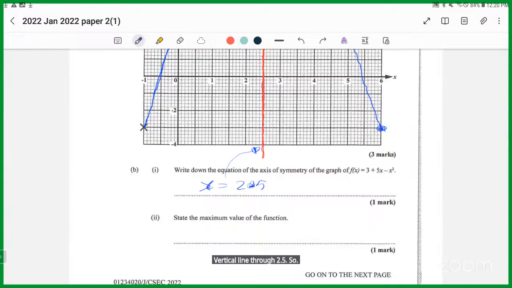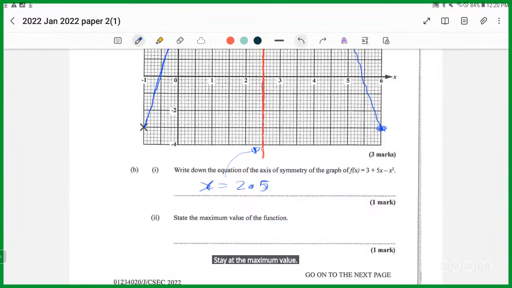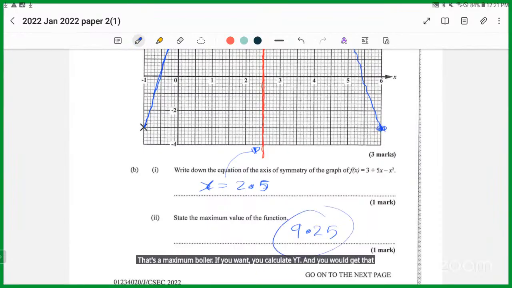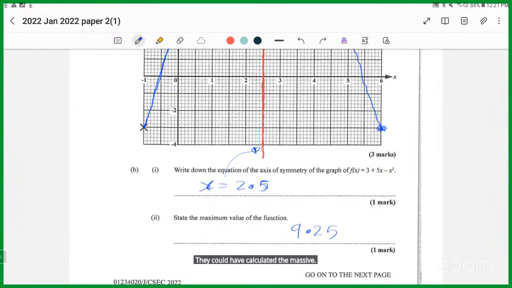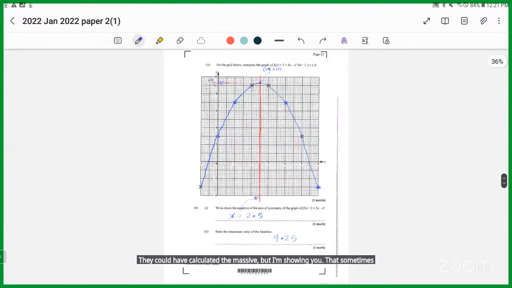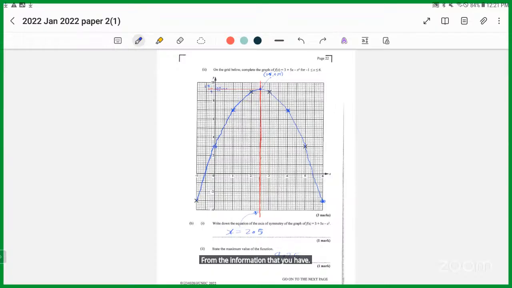You had to know that that is that line, and that's the equation of it. X equals 2.5. State the maximum value. It is 9.25. That's the maximum value. If you want, you can calculate y at the turning point and you get that. If you calculate x at the turning point, you're going to get that. So you could have calculated them as well, but I'm showing you that sometimes you don't need to calculate all of those things. You can figure it out from the information that you have. But everybody good at that?